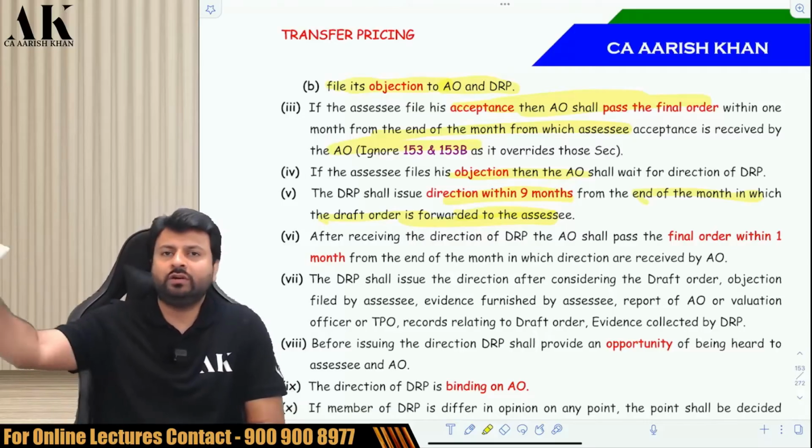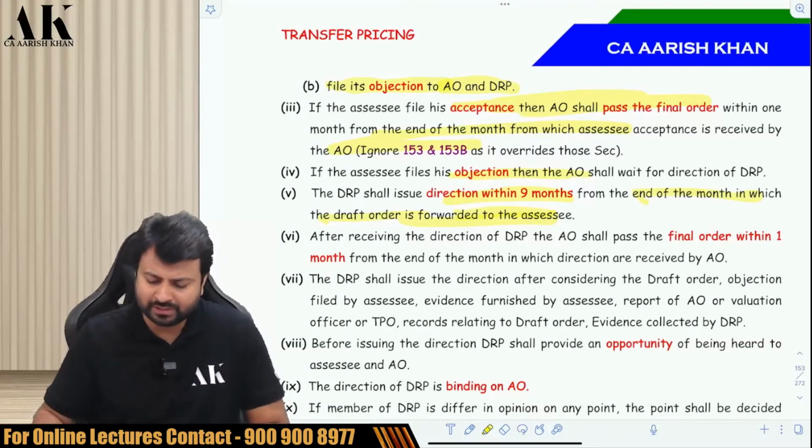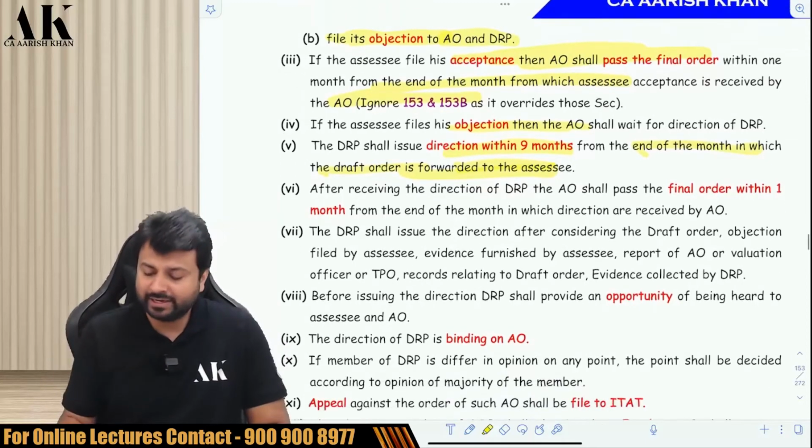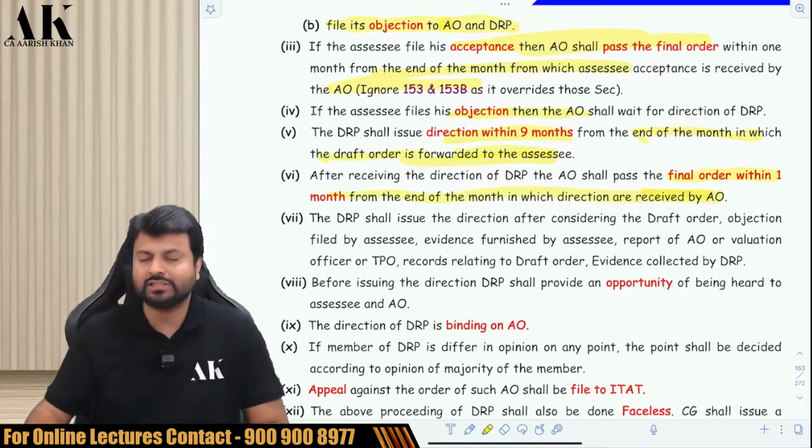Then he will go to AO. He will say that I do not accept your draft order. I want to go to DRP, and DRP will pass the direction within 9 months. And after the DRP passes the direction, the AO will pass the final order within 1 month from the end of the month in which the directions are received by the AO.